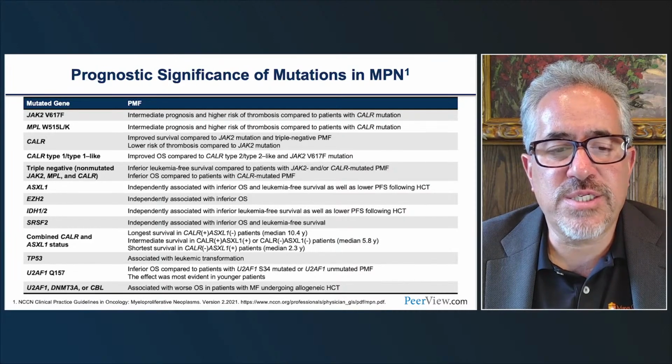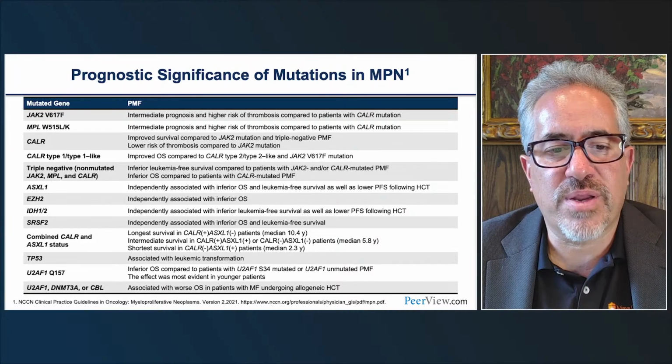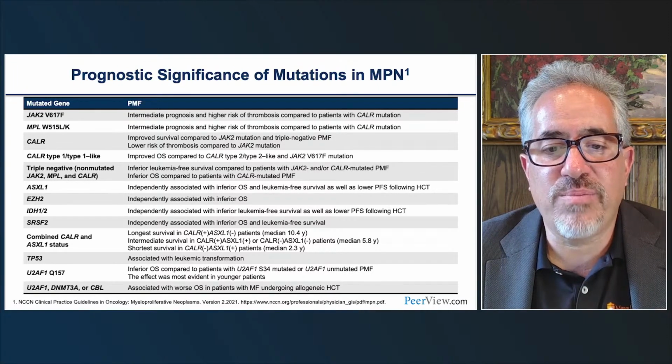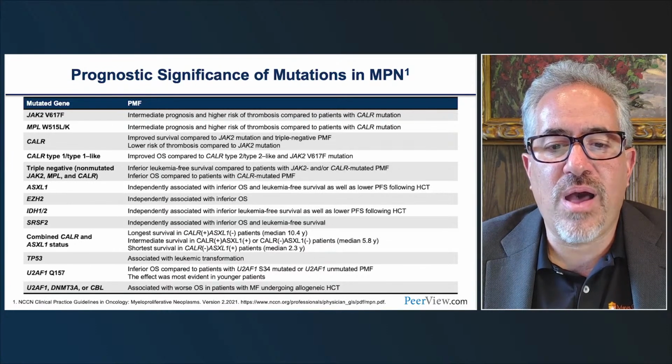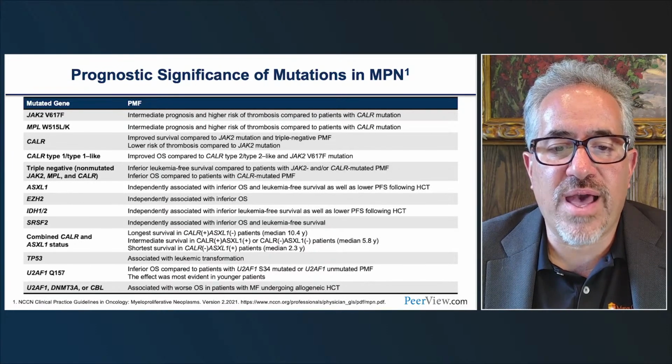We see that combinations can have relevance in terms of prognosis. The combination of CALR and an ASXL1 status. So the longest survival being in those that are CALR positive and ASXL1 negative. The shortest in individuals that are CALR negative and ASXL1 positive. A difference between a median of 10.4 years versus 2.3. And intermediate being the other alternatives, both CALR ASXL1 positive or CALR and ASXL1 negative.